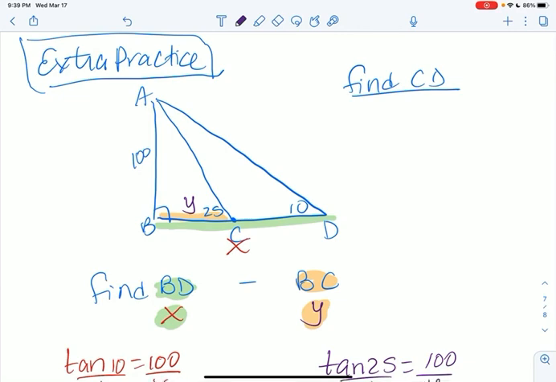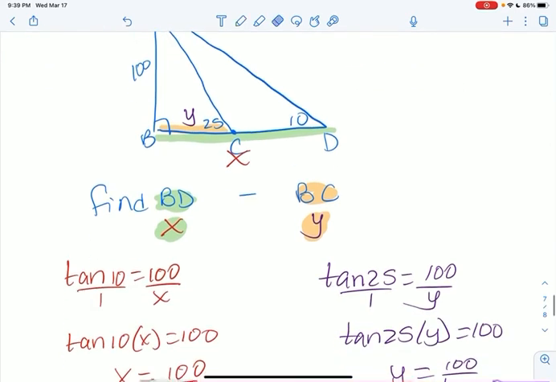I'm trying to find the length from C to D. So remember, I really find BD, and then I find BC, and I subtract them. So I do two different trig ratios. They're both going to be tangent because it's going to be opposite and adjacent. And I find each one and then I subtract them, and that would give me my length of CD.